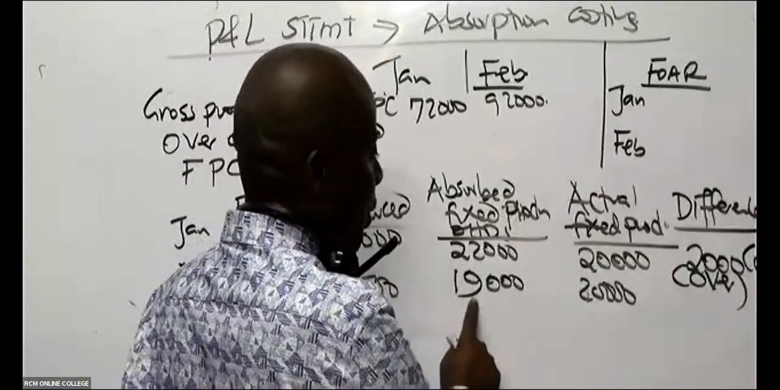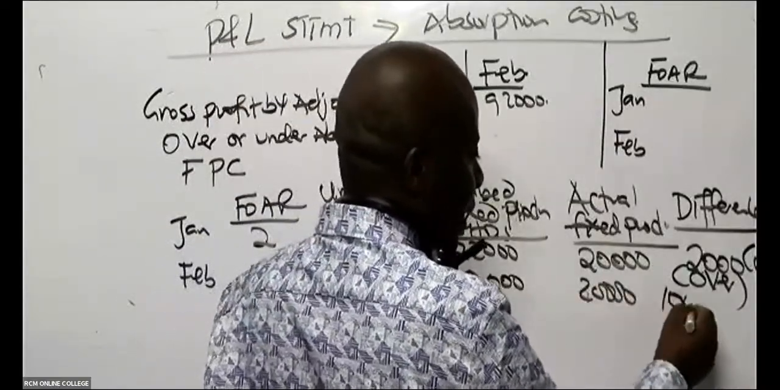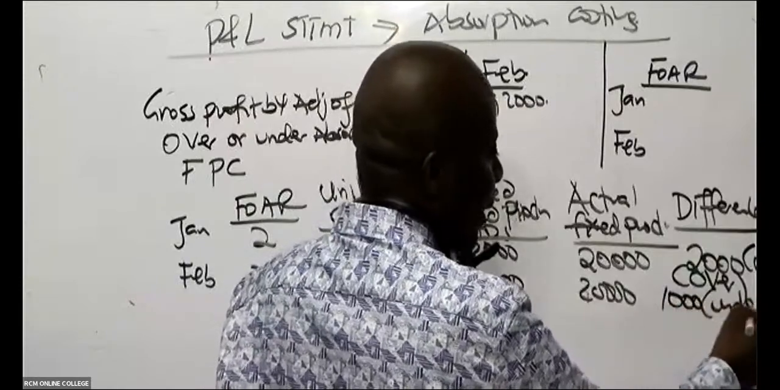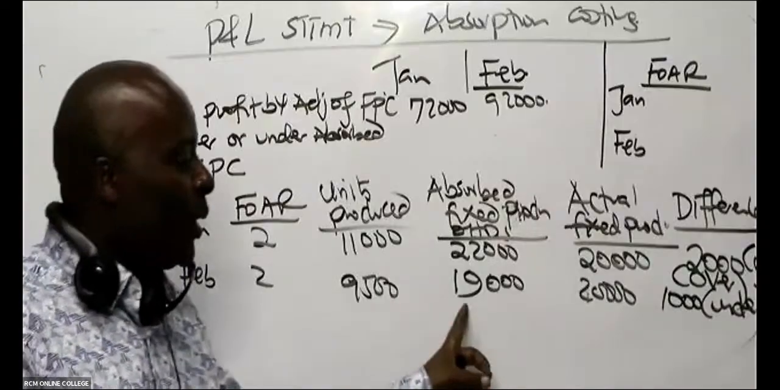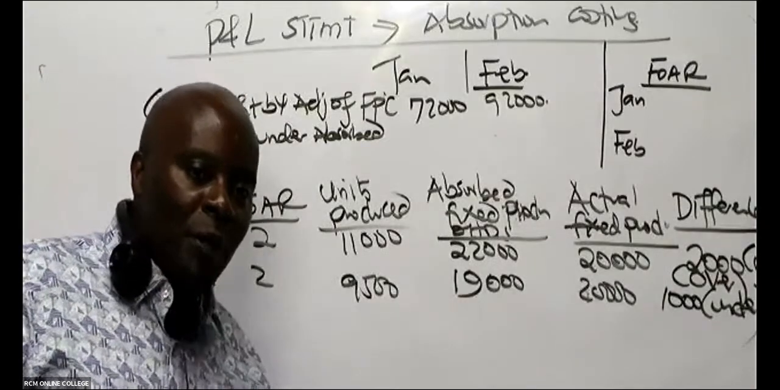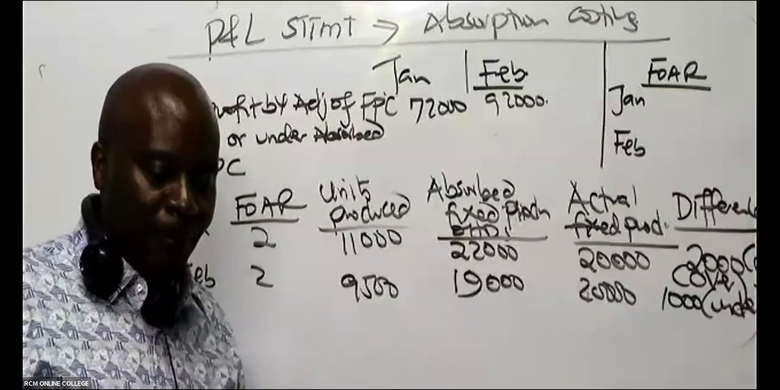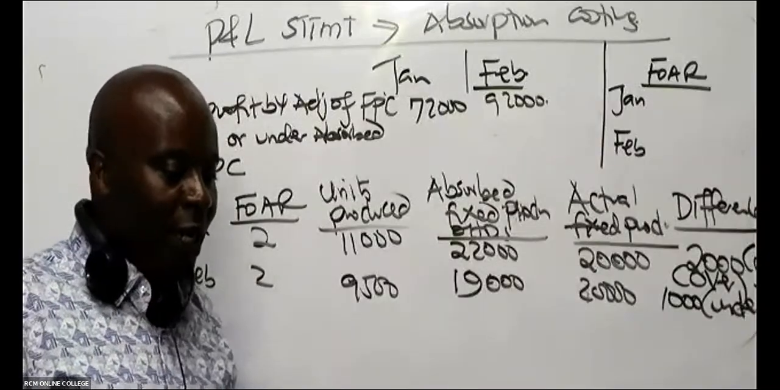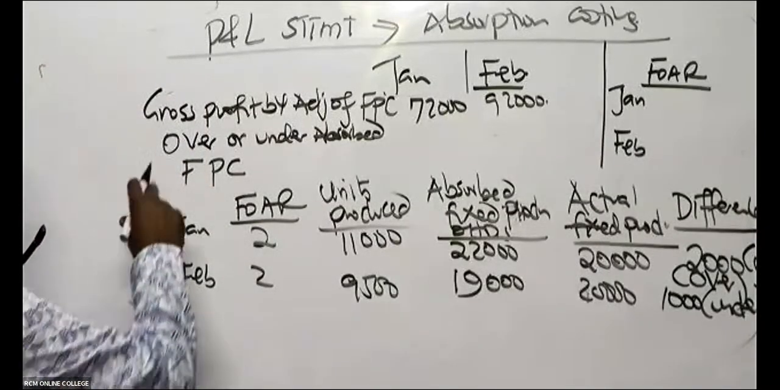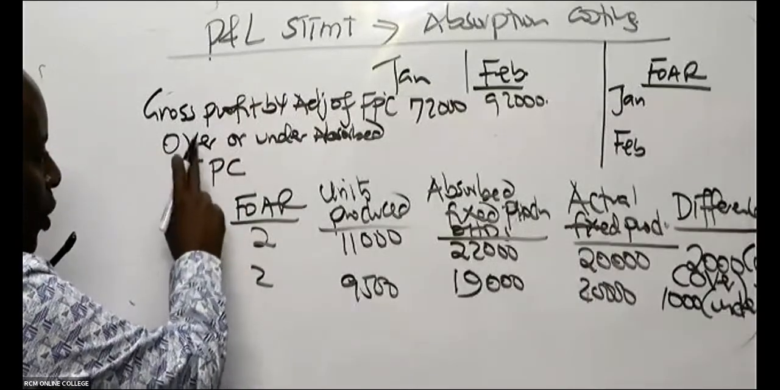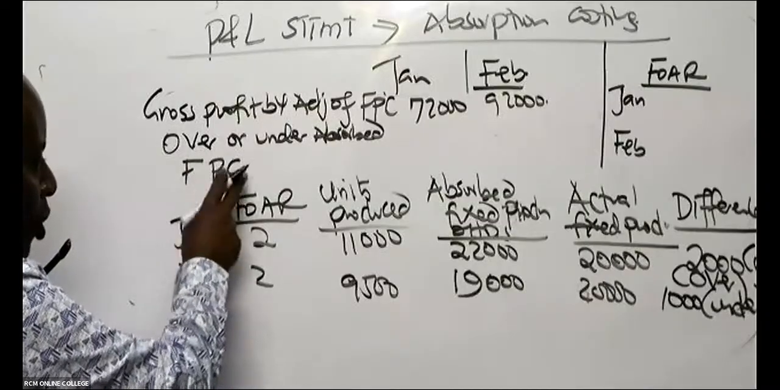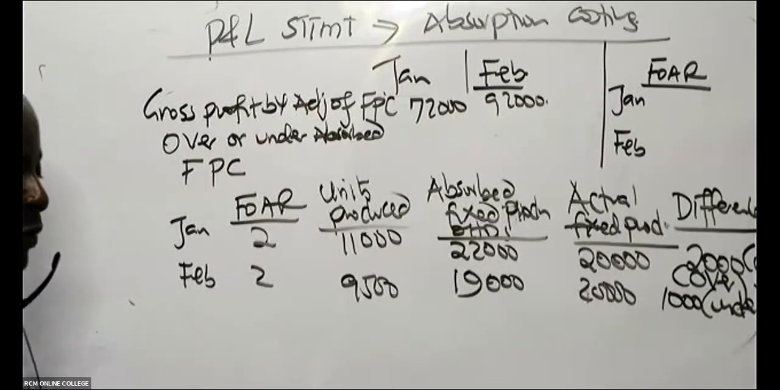How about this one? 1,000, isn't it? And now it is what here, somebody? It's under, isn't it? It's under because the absorbed is smaller. We absorbed little. So is that okay? So then you come and take this over or under absorbed fixed production costs. Now we have the figures.